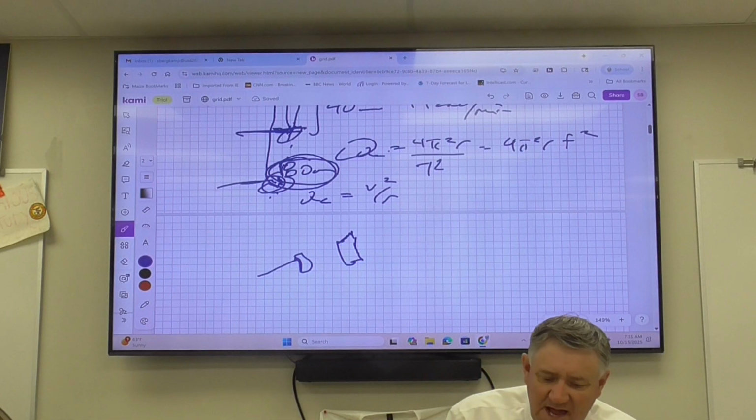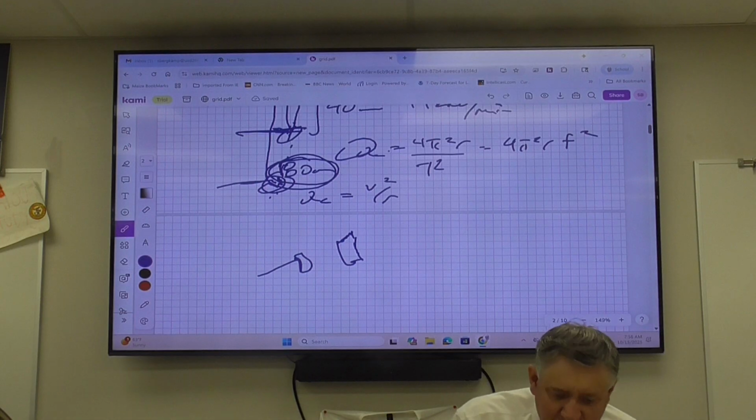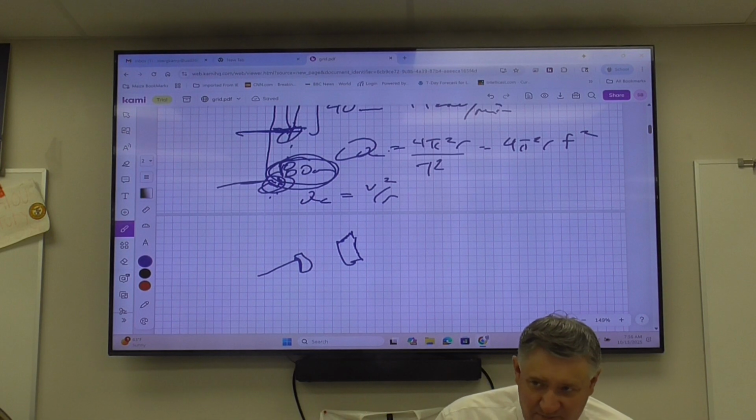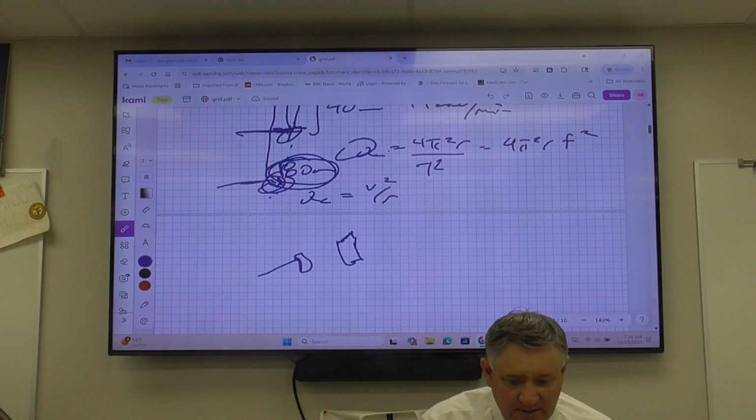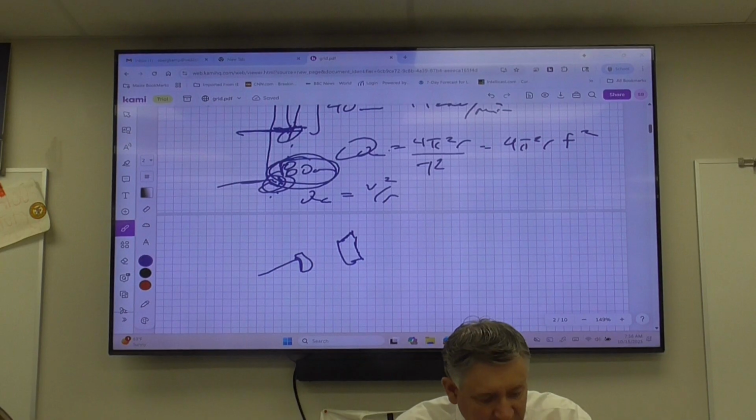You could have it in revolutions per second, you could have it in revolutions per minute. It really doesn't specify. So I just work in revolutions per minute and take the 17 and divide it by 2 and boom, there's your answer. So there's that.